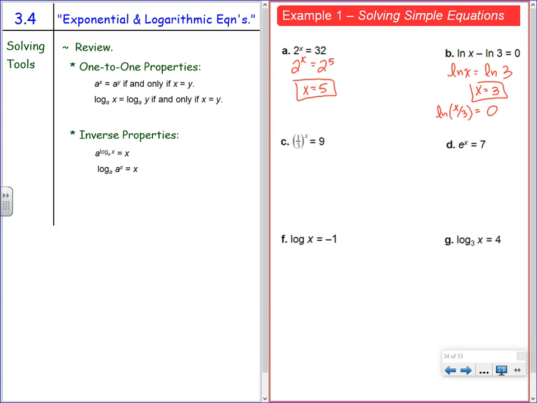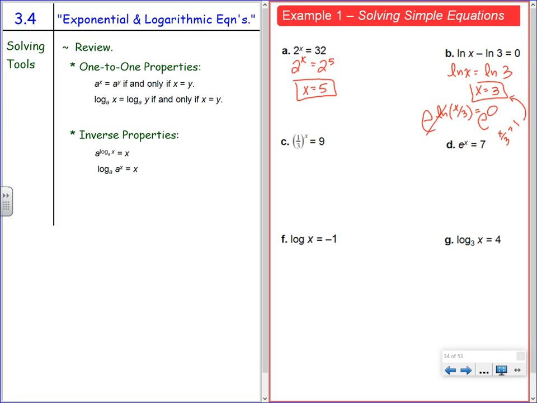Uh-oh. I need to undo the ln. Who undoes an ln? E. E to the ln is just x over 3, and x over 3 equals 1. E to the 0 is 1. Hey, what's x equal? Both ways work. 2 alternate ways, 2 alternate directions, but both completely legal. Okay, how about letter C?